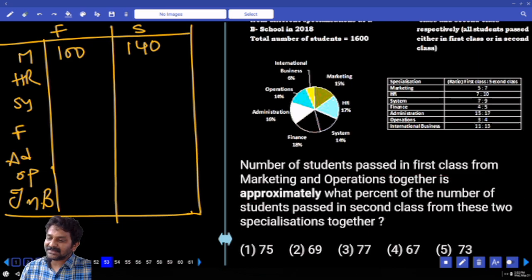Number of students passed in first class from marketing and operations together. Marketing and operations. Marketing already calculated, next operations. Is approximately what percent of the number of students passed in second class from these two specializations together? Okay, marketing, operations.